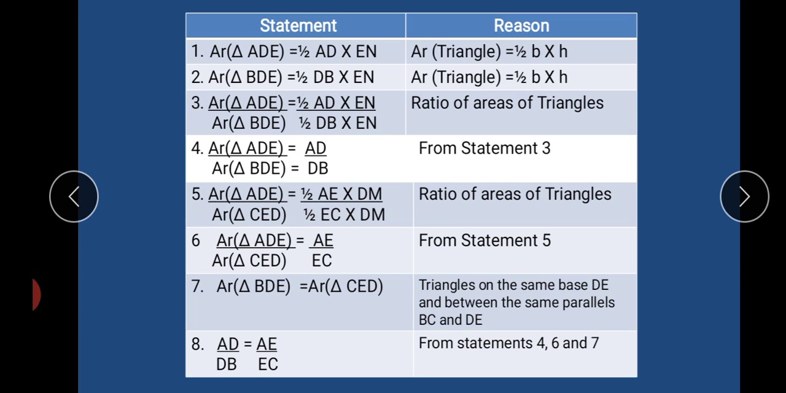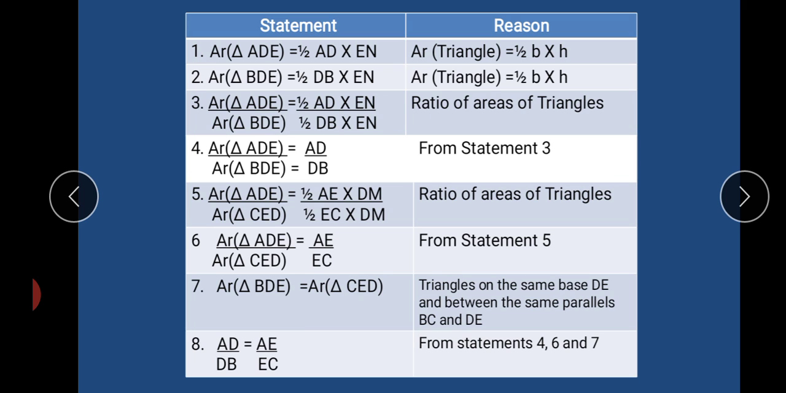Now, please don't learn the theorem by heart. Remember the concept. You will never be able to learn the theorem by heart. First, we have to select, remember, the two triangles, one with AD as the base and the second with DB as the base. And then we have to select the two triangles with AE as the base and EC as the base. As a result of this, if you look at statement 4 and statement 6, we get the required ratio on the right hand side, AD upon DB and AE upon EC.